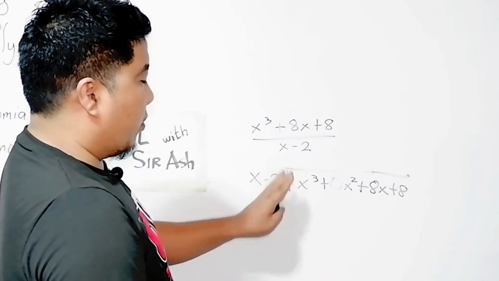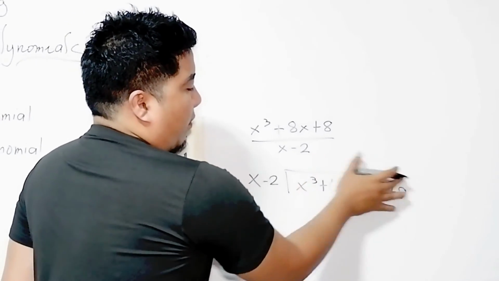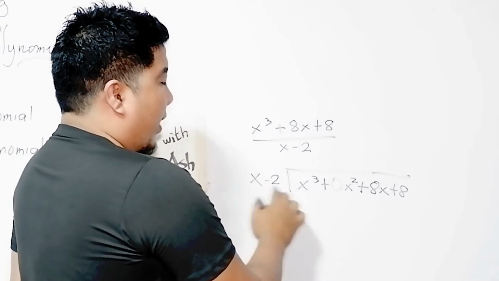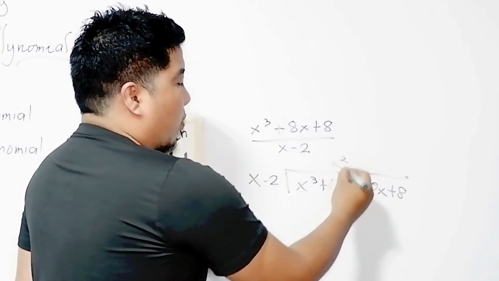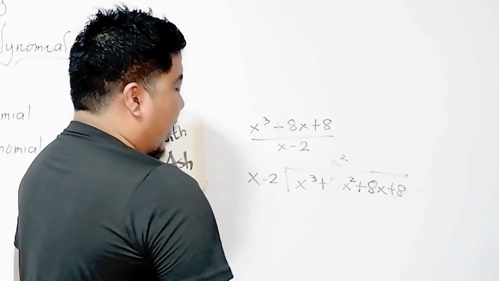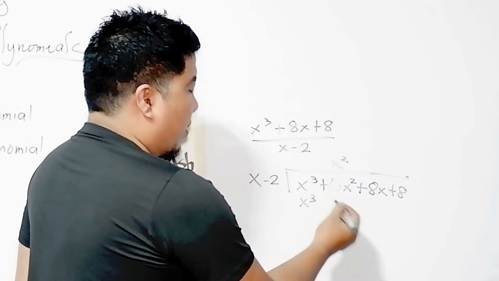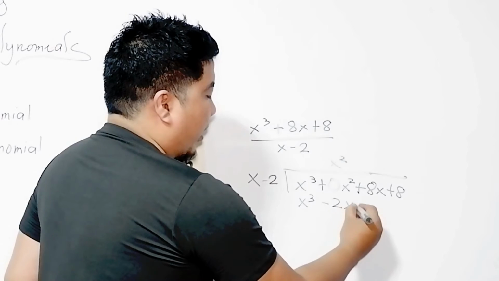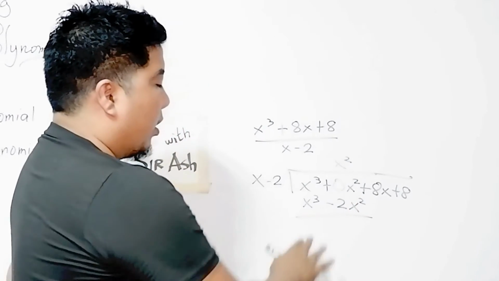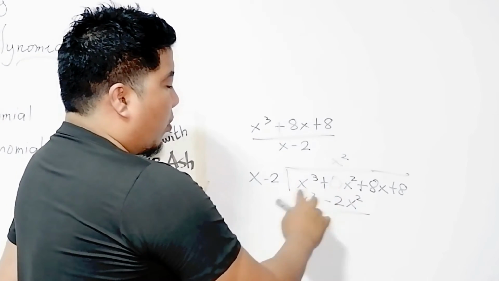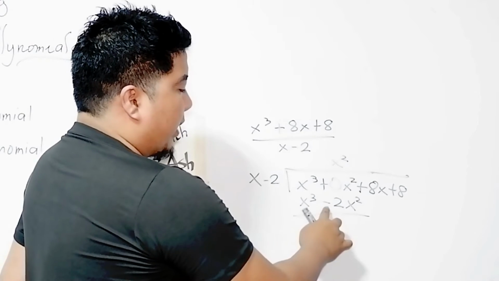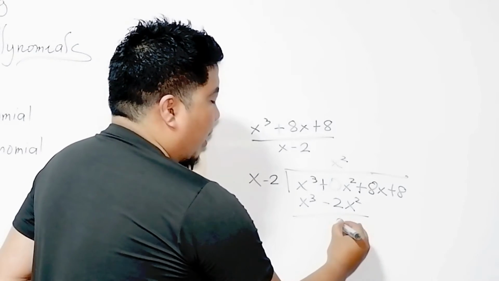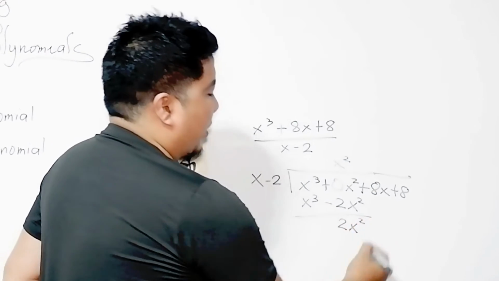I will cover this, so give me x. I will also cover this one. So x cubed divided by x, that is x squared. X squared times x, that is x cubed. X squared times negative 2, that is negative 2x squared. Okay. Nothing is left here. 0 minus negative 2. Minus negative will become positive. So that will give me positive 2x squared.